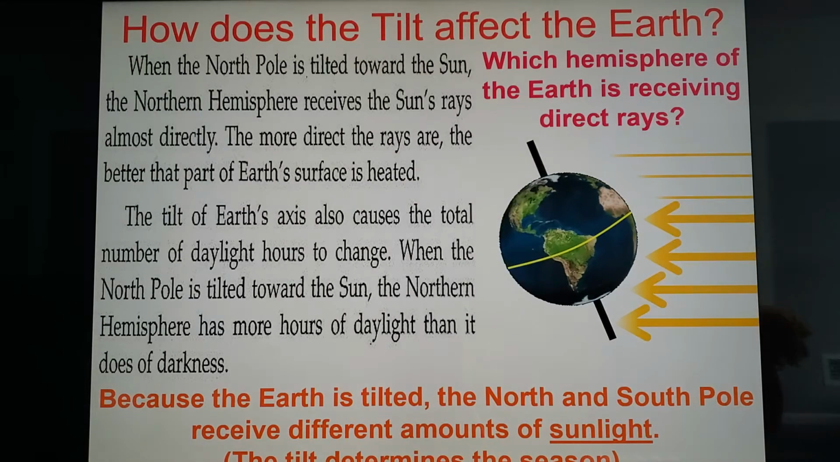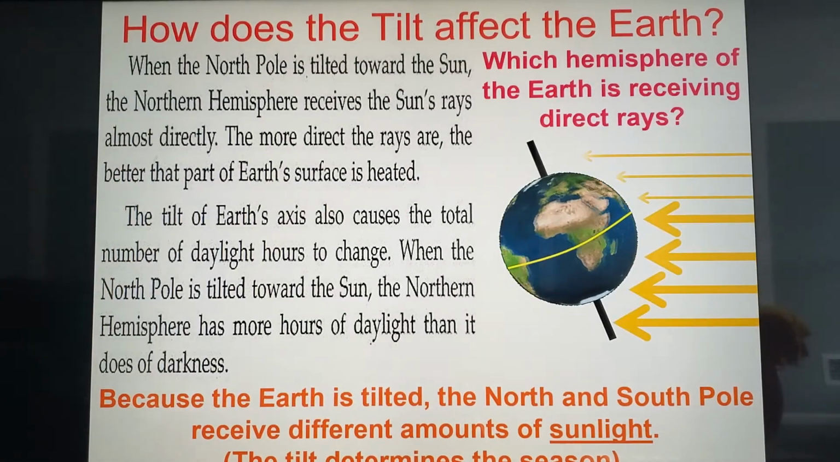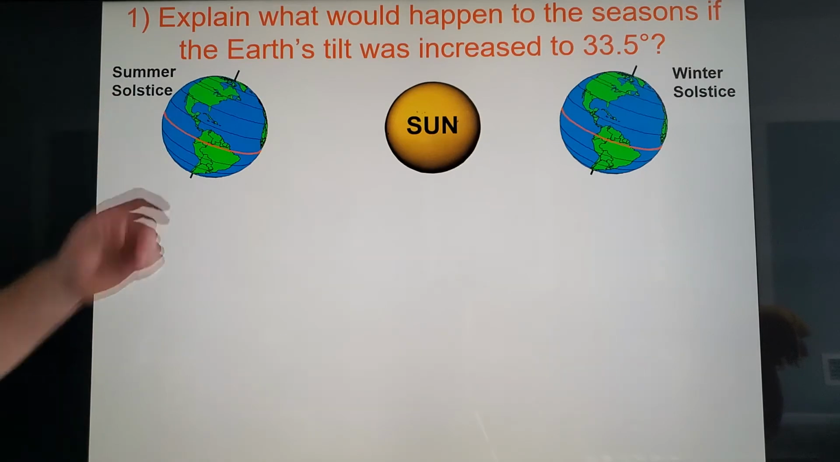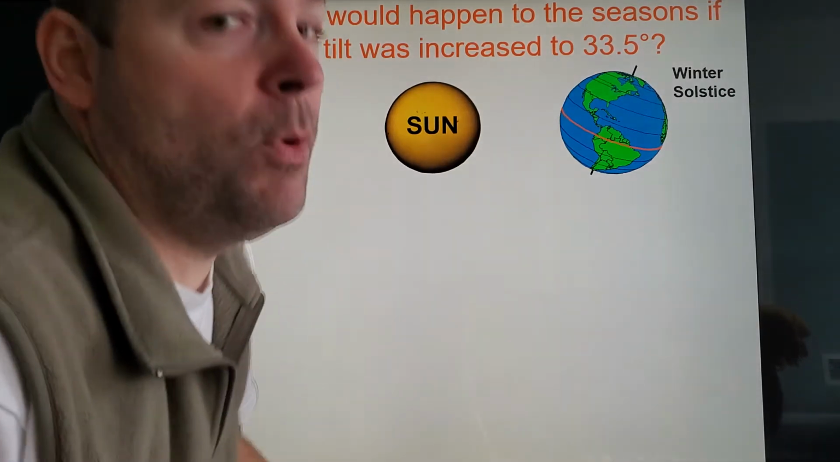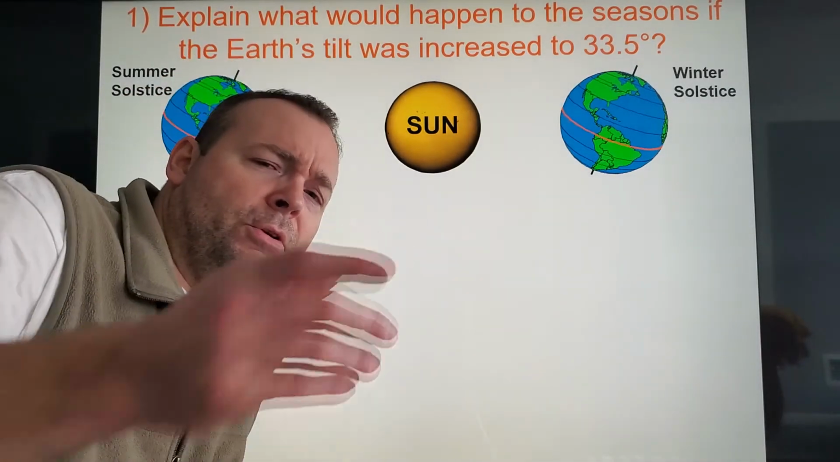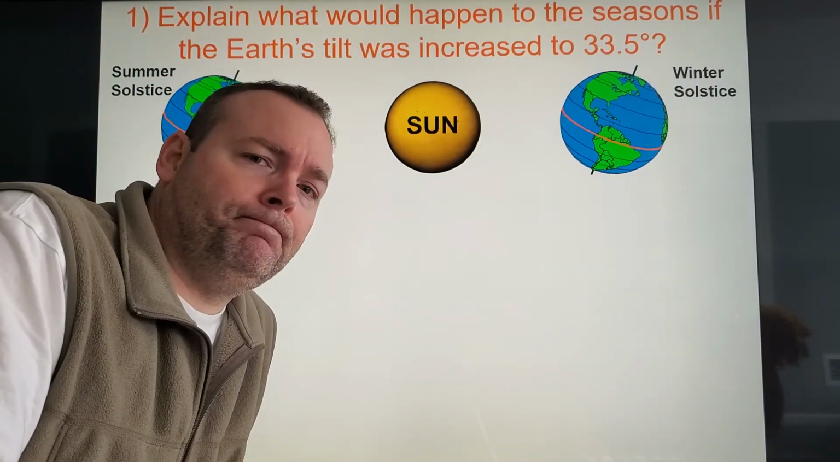Because the Earth is tilted, the North and South Pole receive different amounts of sunlight, and of course, there'll be opposite seasons, right? The tilt determines what season you're in. Okay. What would happen to the seasons if we were tilted more, right? What if we had a 33.5 degree tilt? Well, what do you think would happen? Would it be the same? Different? What do you think?